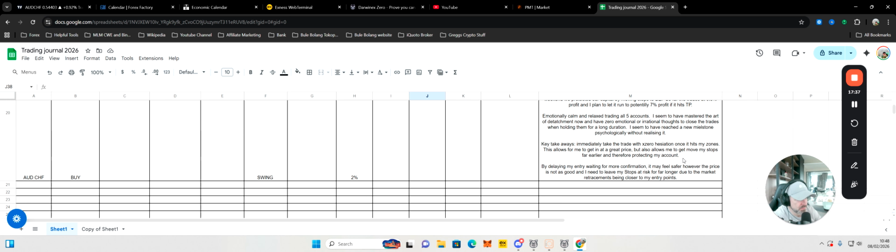Enter the market, take the trade right away with zero hesitation in my zones. This allows me to get in at a great price, but it also allows me to move my stops far earlier and therefore protect my account. By delaying my entry, waiting for more confirmation, it may feel safer. However, the price is not as good, and I need to leave my stops at risk for longer, which I've just explained to you, for retracements and so on.